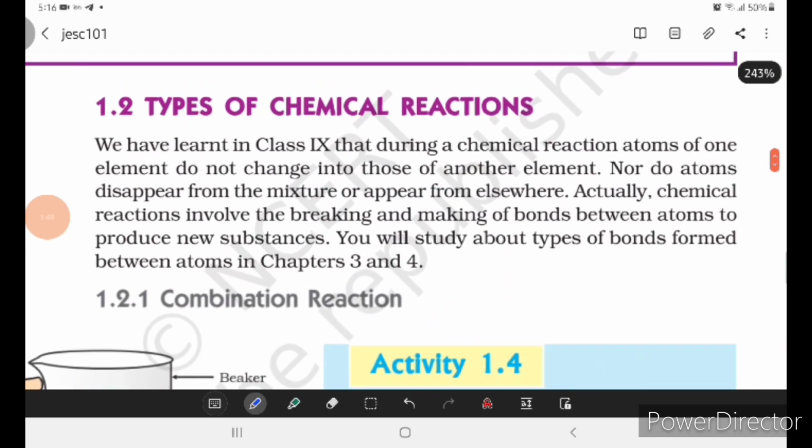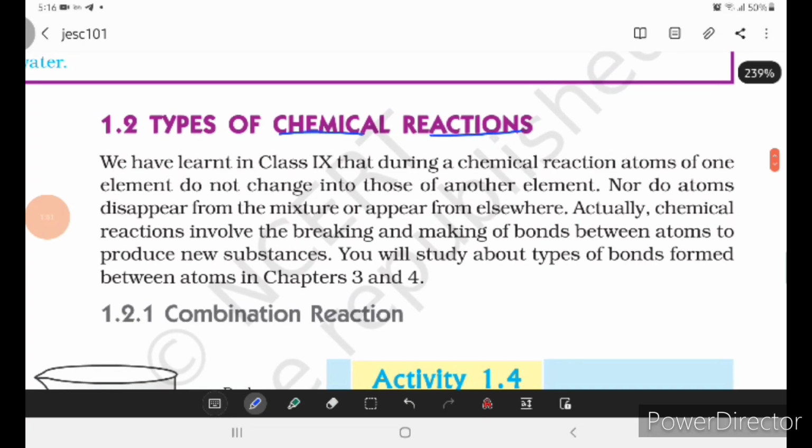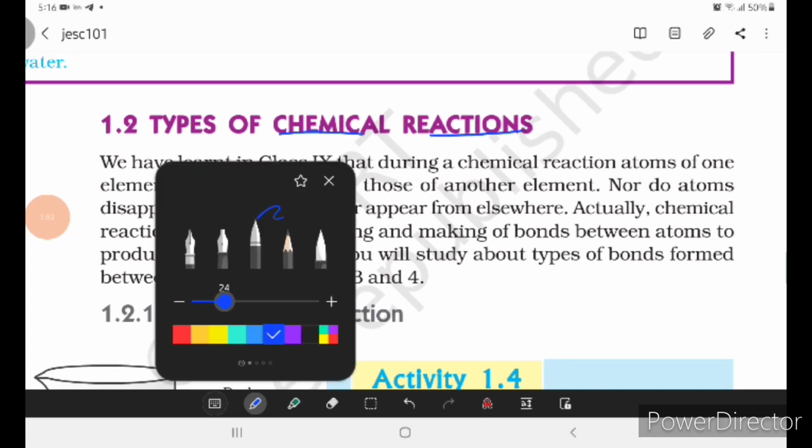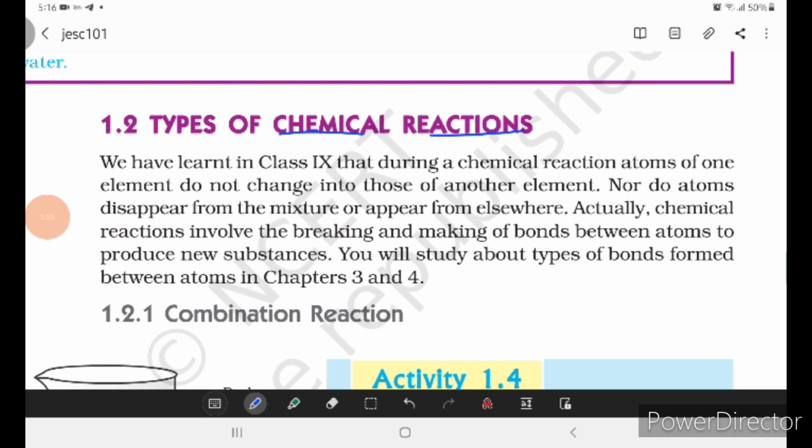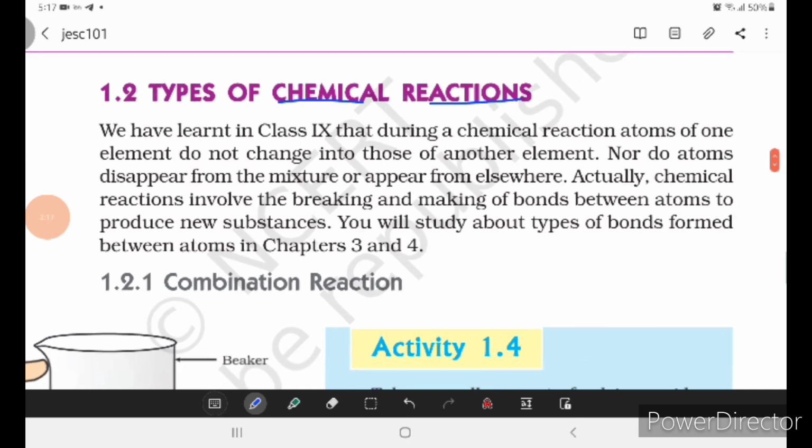Now, we are going to start types of chemical reactions. Till now we have studied how to represent a chemical reaction, how a chemical reaction takes place. We have represented the chemical reactions in two forms, a word equation form and also the symbolic form. We have also learnt how to balance a given skeletal equation. Everything is done. Now we are going to start the different types of chemical reactions.